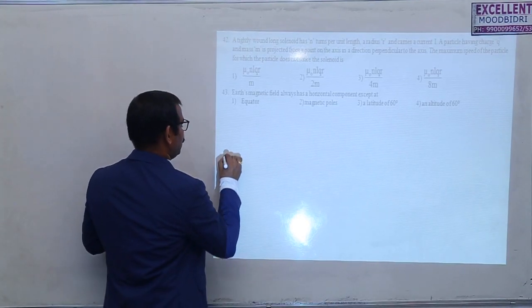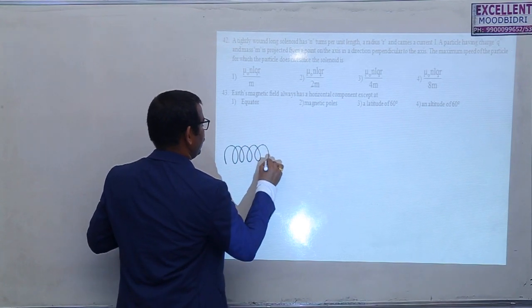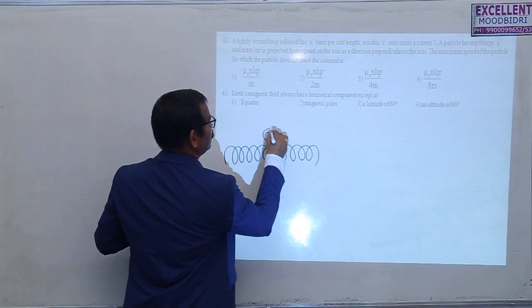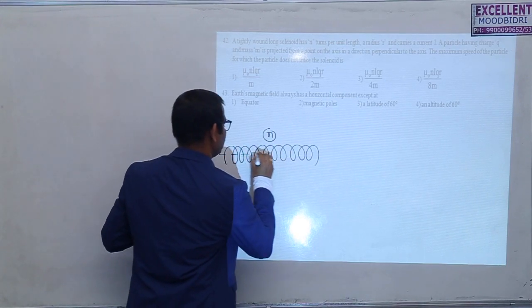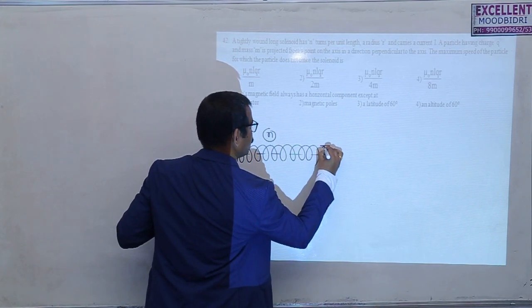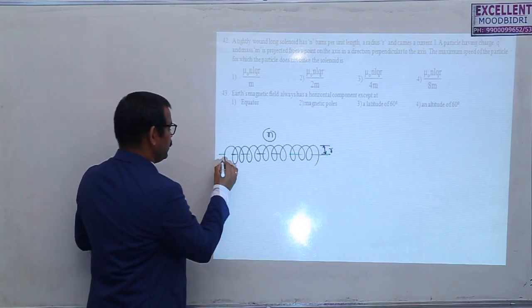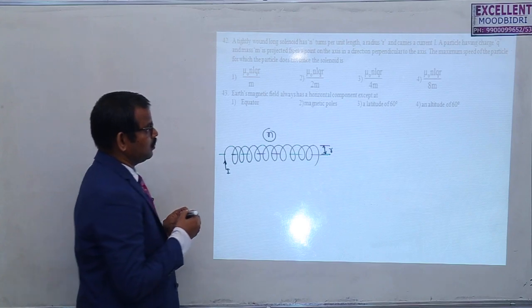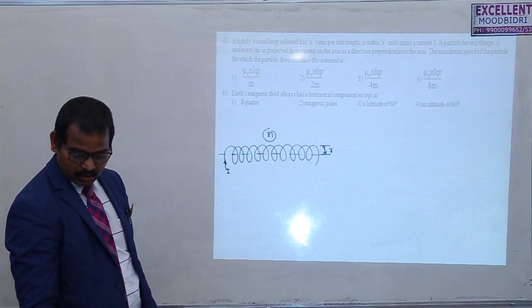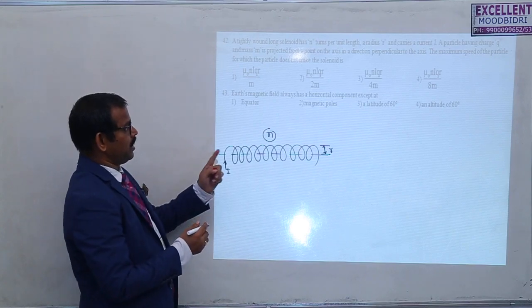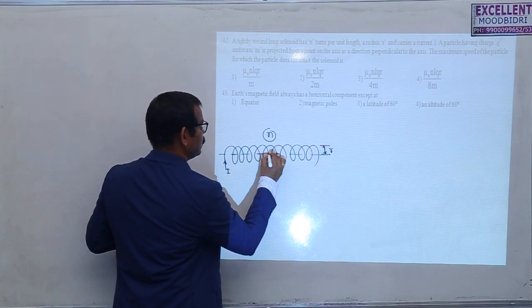42. A tightly wound long solenoid. This is a long solenoid with the number of turns per unit length n, and the radius of this solenoid is equal to small r, and it is carrying some current I also here. A particle having a charge q and mass m is projected from a point on the axis. So this is the axis.